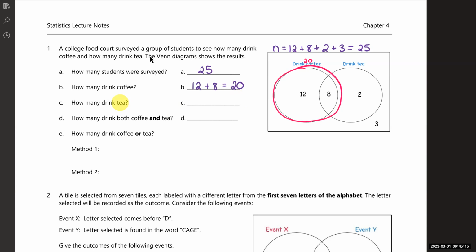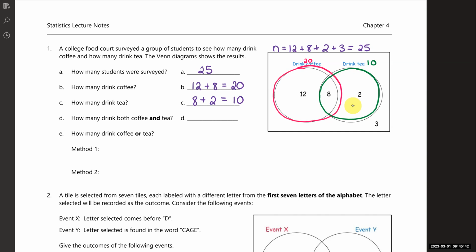Okay, and then how many drink tea? And I'm just going to switch color here. Here's the people inside the tea circle. And so that would just be those 8 people plus 2 more. So we've got 10 students that indicate they drink tea. And I'm going to write down where I got that number. 8 plus 2 inside the tea circle is 10. All right.